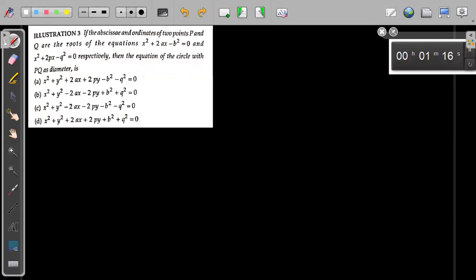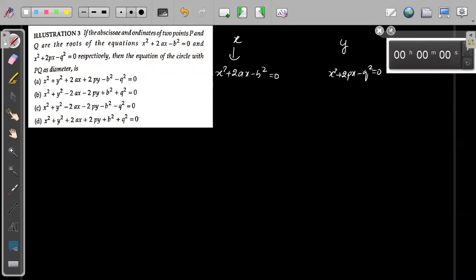So they have given the abscissa and the ordinates of 2 points. So abscissa, that means x, and y will be given by these equations: x square plus 2ax minus b square equal to 0, and x square plus 2px plus q square minus q square is equal to 0. So you'll get abscissa and ordinate using this, respectively. Then the equation of the circle with PQ as a diameter is, right?